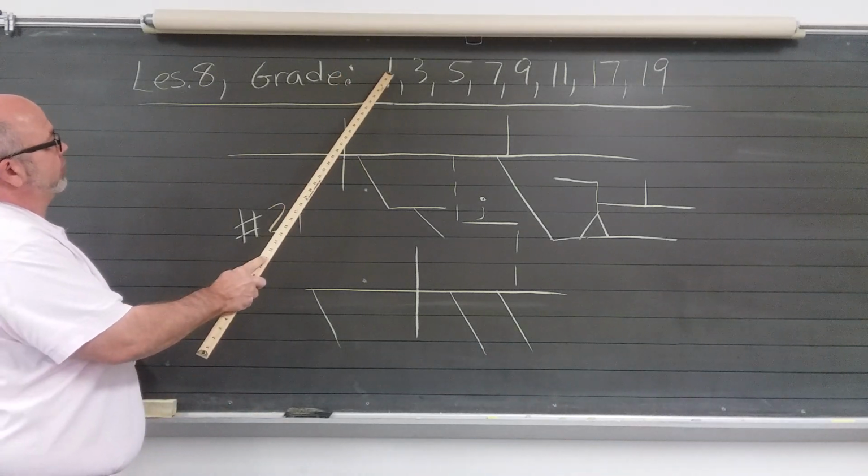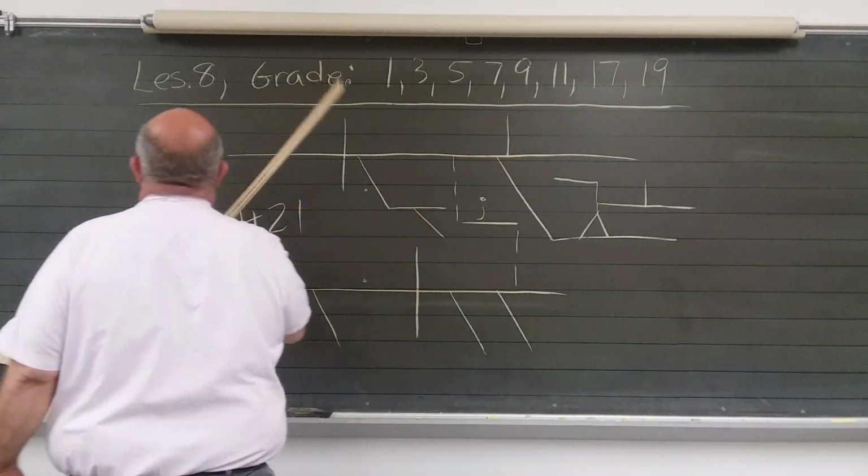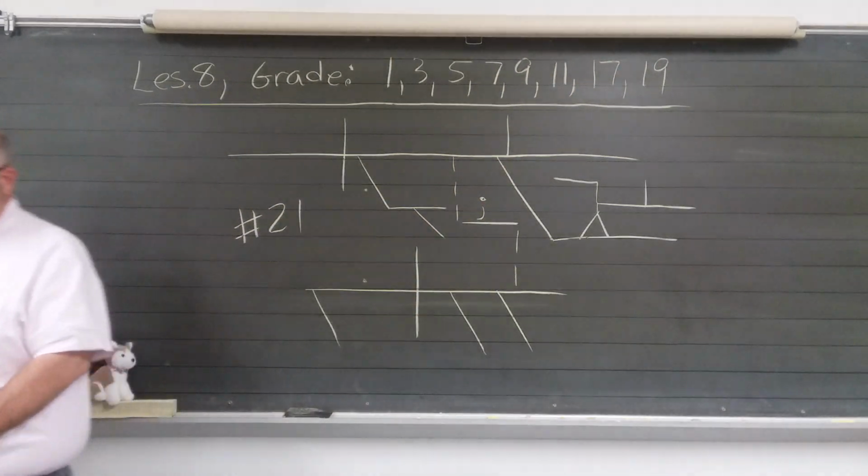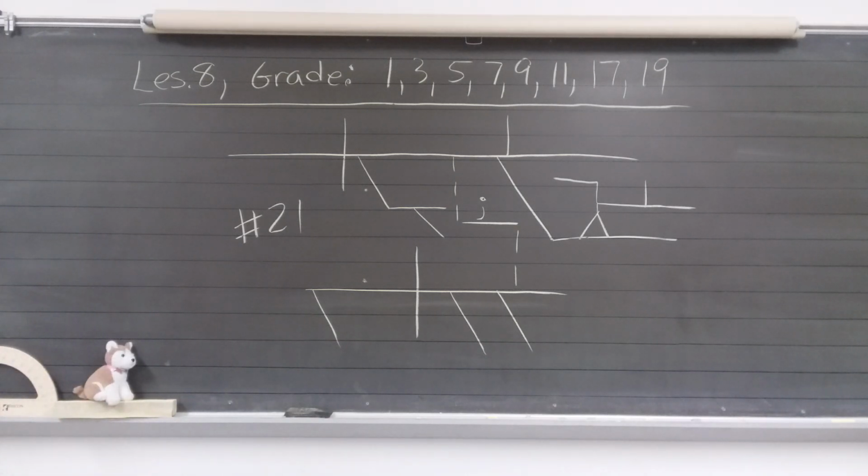These are the ones that we want to grade for: 1, 3, 5, 7, 9, 11, 17, and 19. Count the ones wrong for those. So long, farewell.